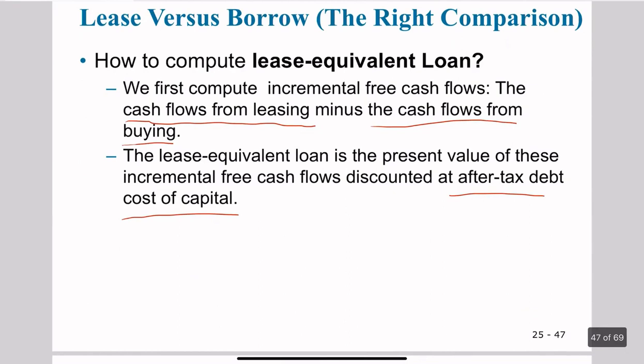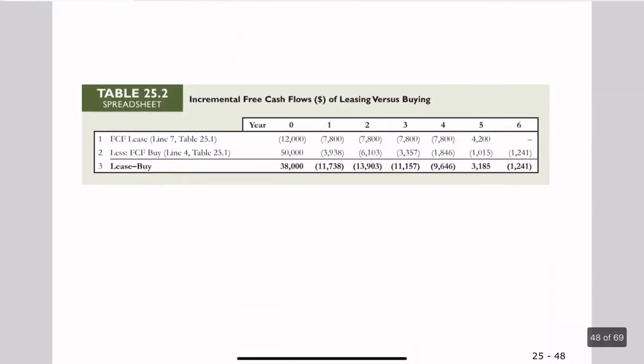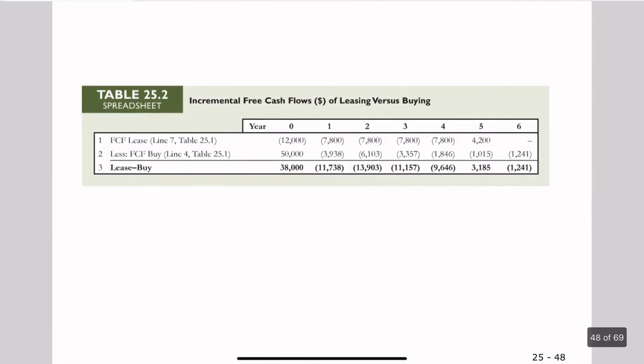How do we compute this lease equivalent loan? Well, we will look at the incremental cash flows from leasing versus buying. That is, we will use the cash flows from leasing minus the cash flows from buying. So in this SpotFacts example, we will have these seven cash flows. And given this stream of cash flows, we can use several methods to answer whether the firm should buy or lease. And in the last class, we talked about the first method.